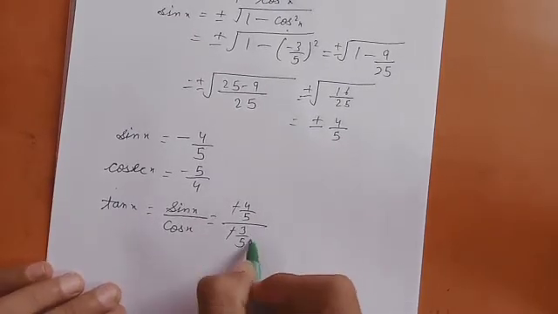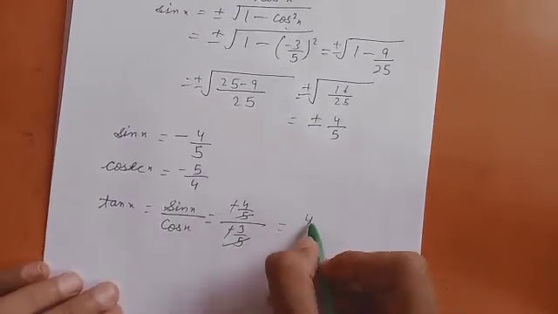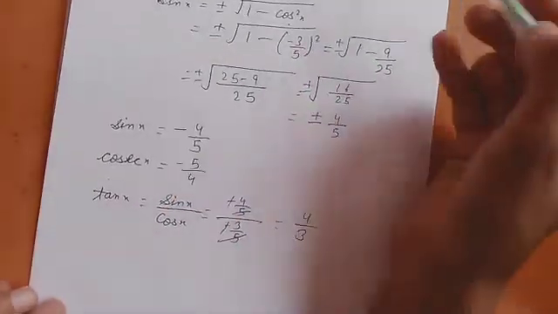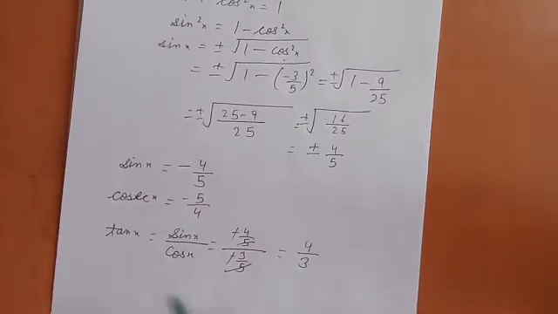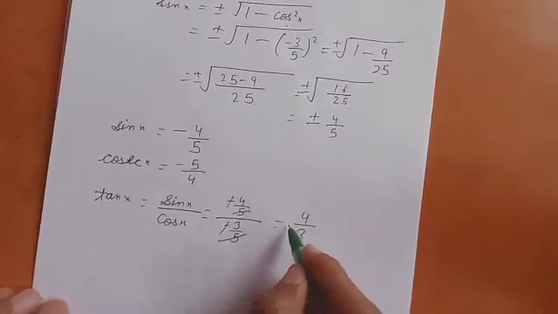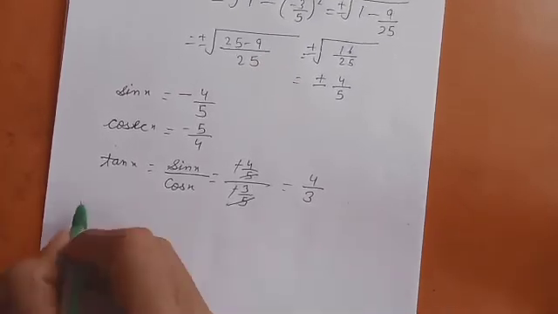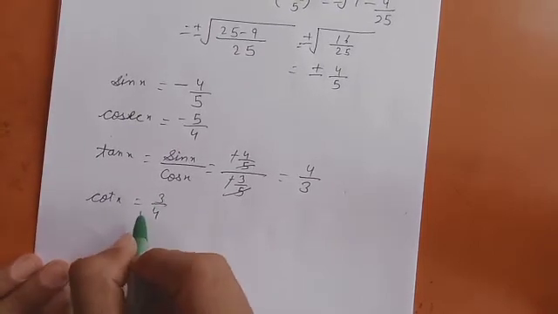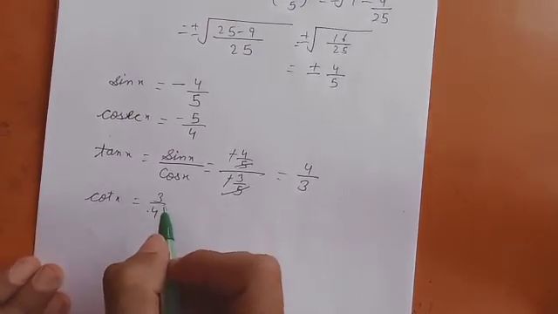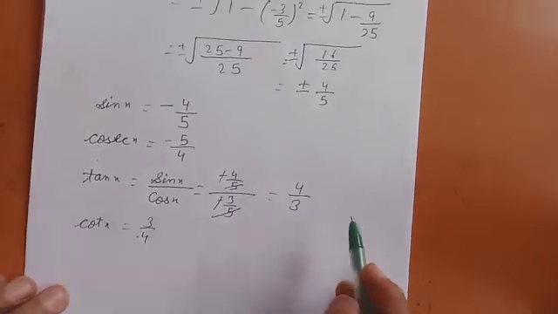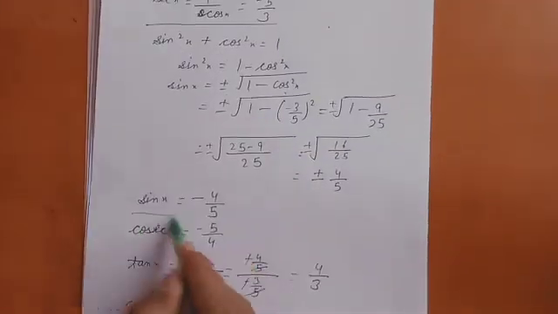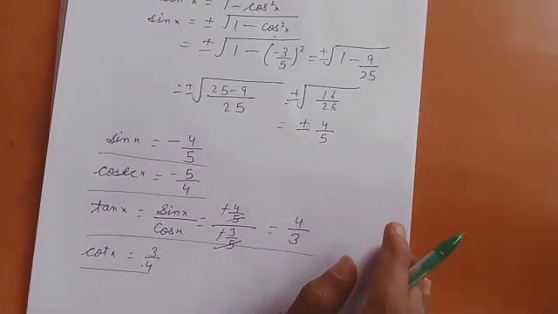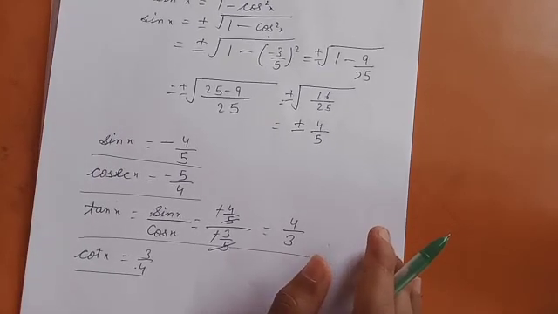So minus and minus cancel, and we get the value of tangent as 4 by 3. Now we know that in the third quadrant tangent is positive, so our answer is correct. Now its inverse is cot x, that will be 3 by 4. It will also be positive in the third quadrant. So we got all our 5 functions: 1, 2, 3, 4, 5. Understood? In this way you have to solve exercise 3.2. Thank you.